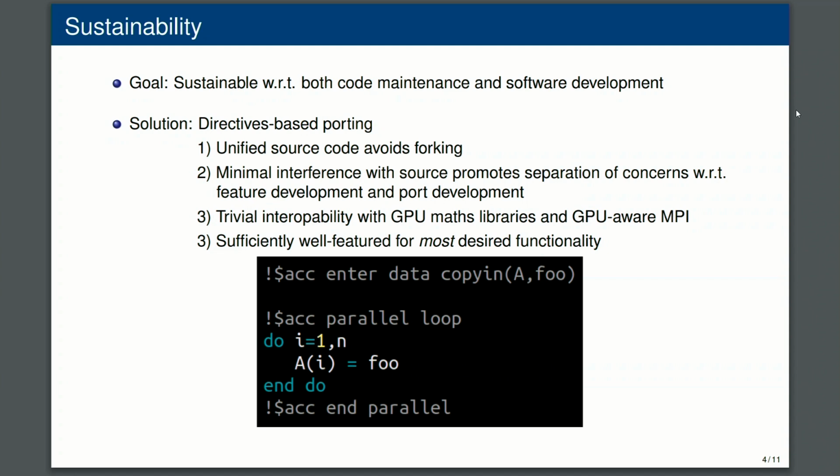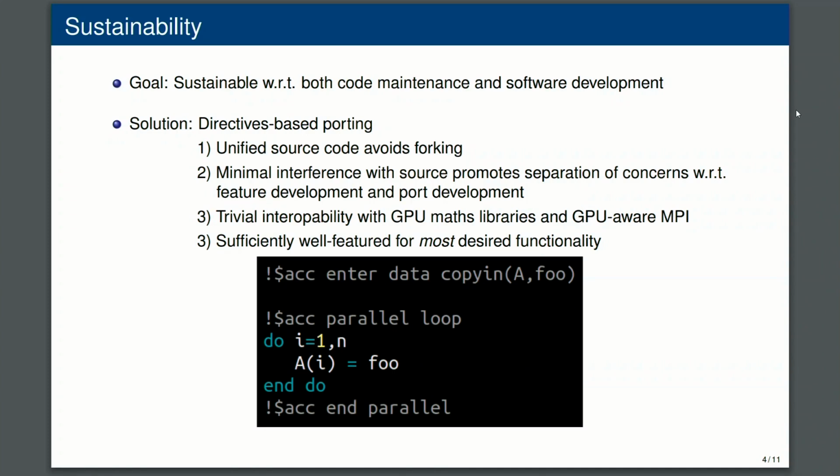Another advantage of the directives-based approach is that it really is minimal interference with the source. As you can see, if you imagine you've got just a little loop in your source code, you're adding a couple of lines that are just comments to the compiler unless you explicitly include them by the compiler flags. There's very little interference with the actual source itself, and this really helps with one of the main aims of the GPU port, which is separation of concerns with respect to feature development and port development.